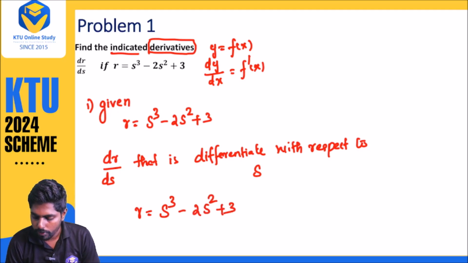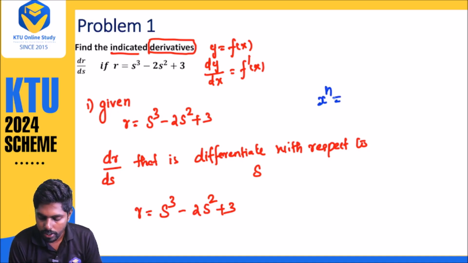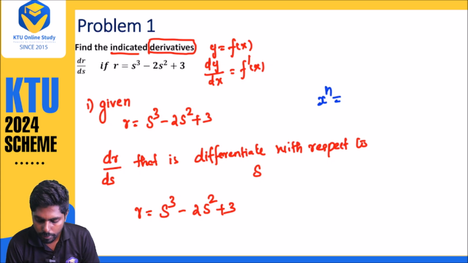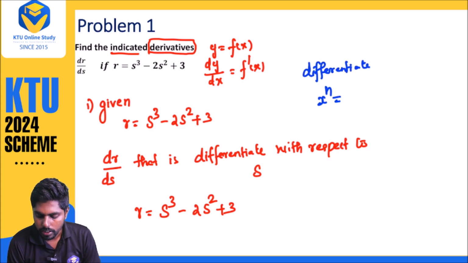So what is the formula? We know the derivative formula. When you are differentiating x power n, what will happen? Differentiating x power n is nothing but n into x power n minus 1. So using this formula we can differentiate.